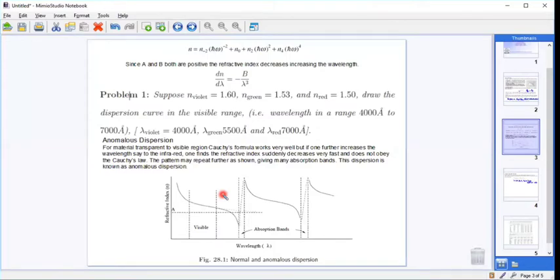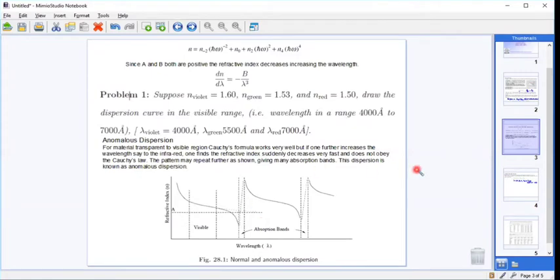Further increasing the wavelength, once again the refractive index becomes large. Again, the behavior is quite similar to the visible region for the increase in wavelength. If the range is increased further, one again observes another absorption band as shown in the figure. This is one band and this is another band. This is for the visible spectrum. These dotted lines are the absorption bands. So the pattern may repeat further as shown, giving many absorption bands. This dispersion is known as the anomalous dispersion.